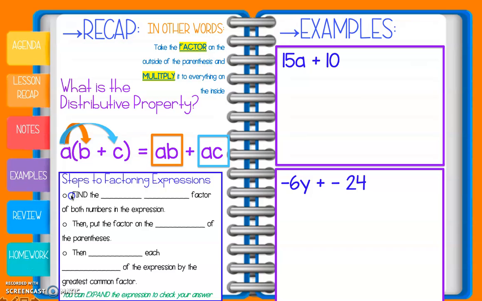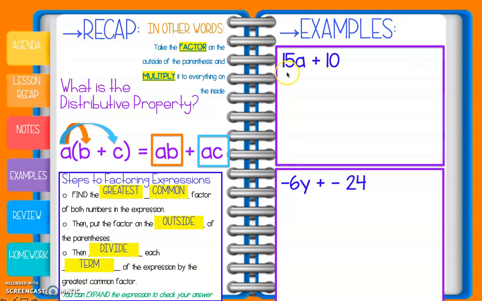First thing we're going to do is find the greatest common factor of both numbers in the expression. Then we're going to put that greatest common factor on the outside of our parentheses. Then we're going to divide each term in the expression by the greatest common factor, and you can always expand out your expression to check your answer. Okay, so let's take a look at two different examples.